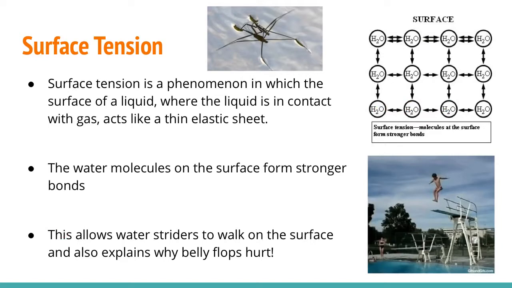This allows water striders to walk on the surface, so we can see up here a water strider. Because of those extra bonds near the surface, it's acting like a sheet and that water strider can walk on it. And it also explains why the belly flop hurts. So your body is trying to break more of those bonds at the surface, which is why it really feels bad on your stomach when you do a belly flop, either on purpose or on accident.